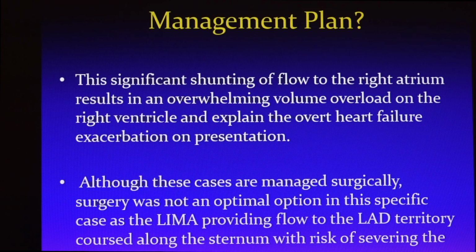This shunting was causing, I think, volume overload on the right ventricle, and that explained the heart failure in this case. The left ventricle function was normal. We consulted our surgical colleagues, and after the CT scans they felt surgery was not an option. The reason is the LIMA was running very close to the sternum. If they had to open the sternum again for repeat sternotomy, they were going to sever the LIMA, and then this patient would not have flow. This aneurysm is limiting the flow to the right coronary artery, and she would not have flow to the LAD, which would put her at very high risk.